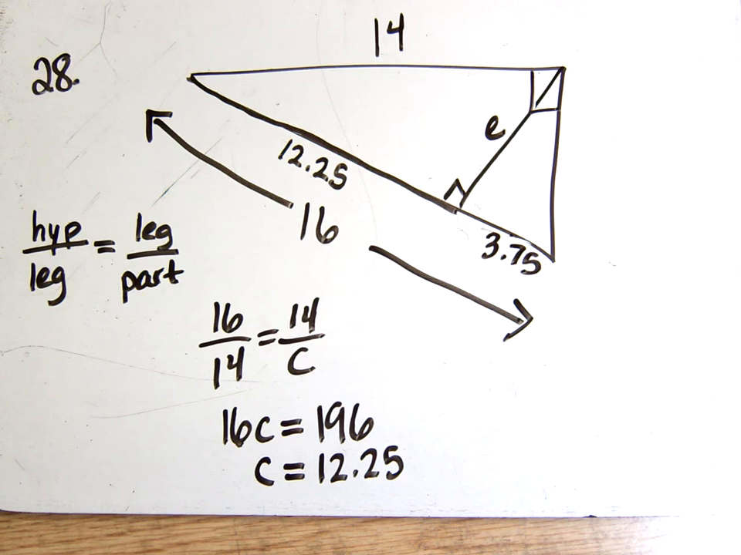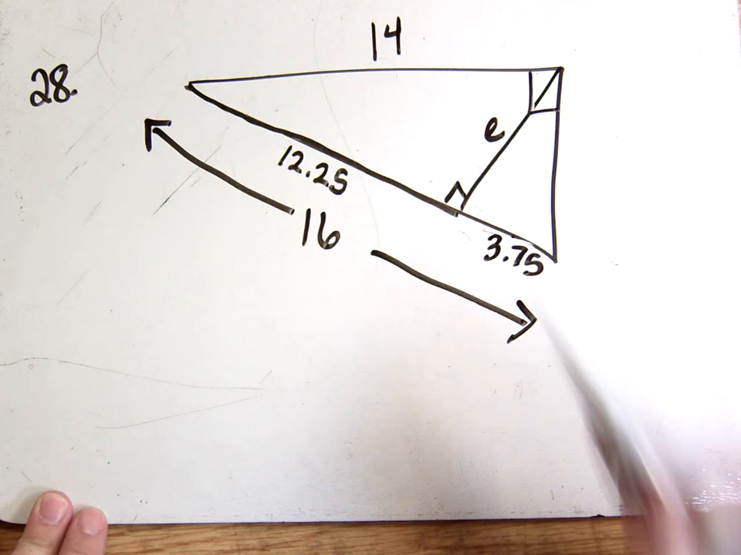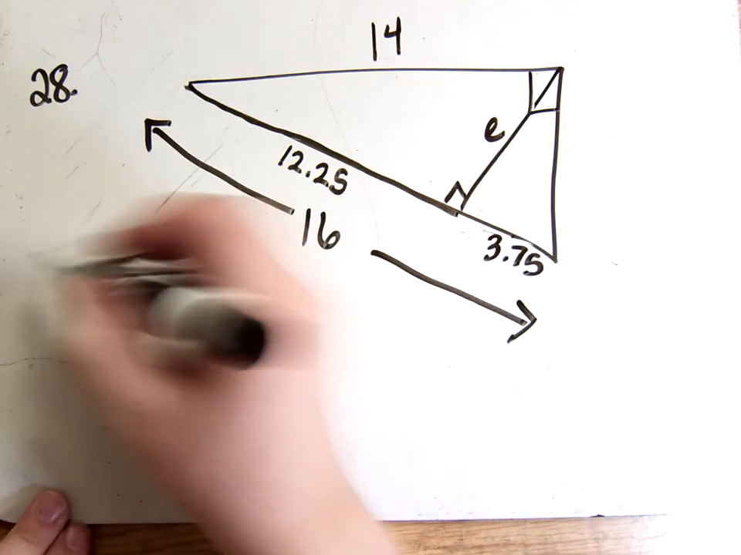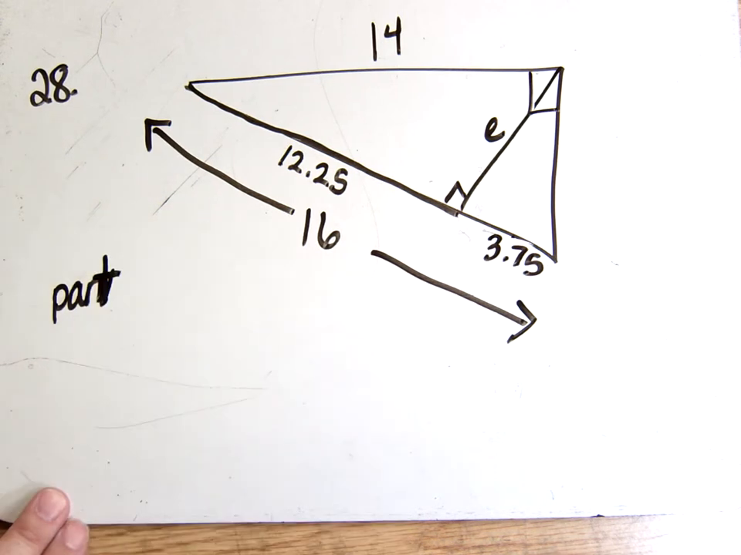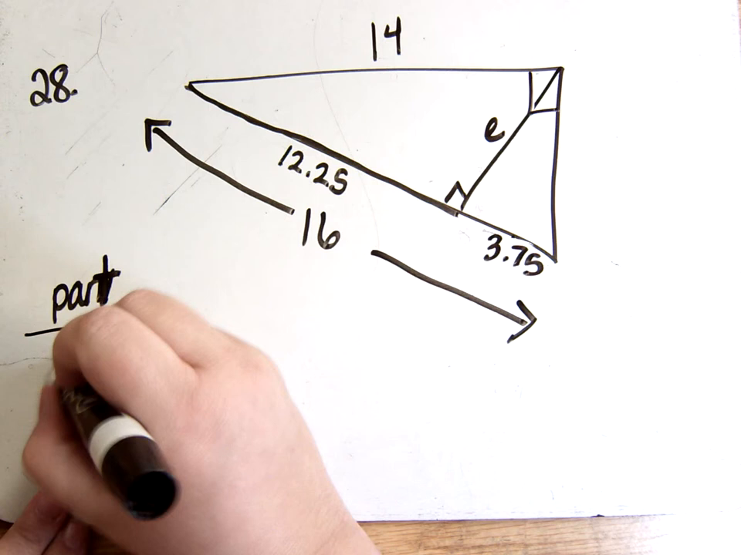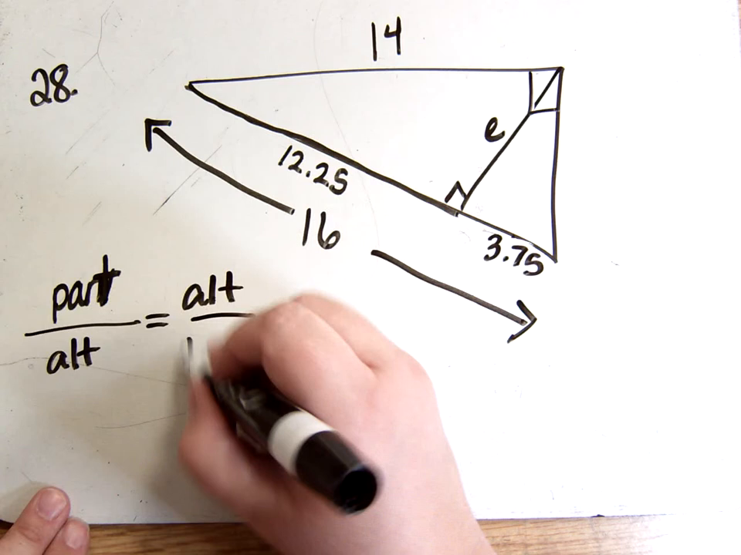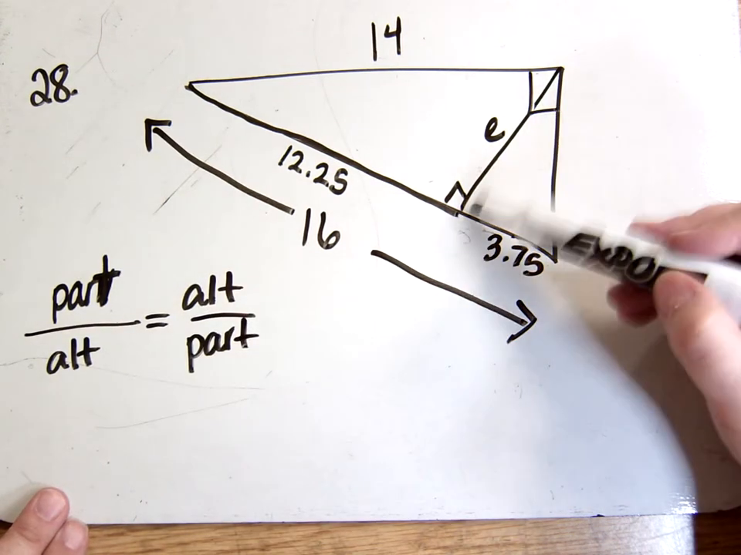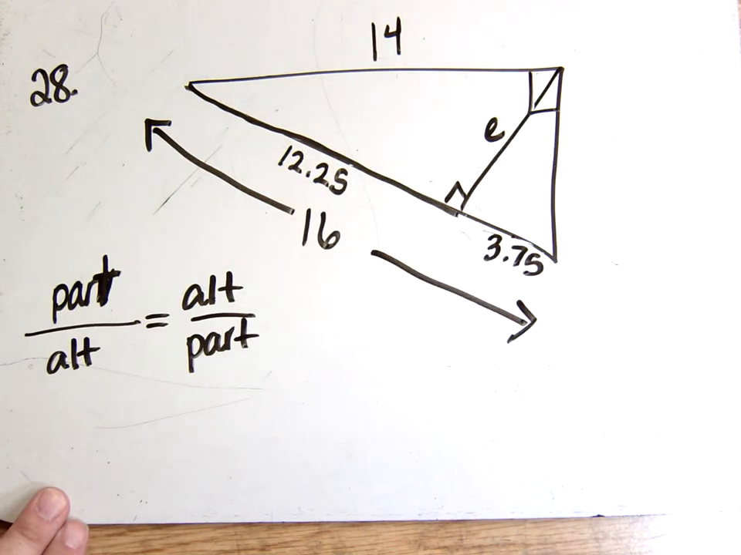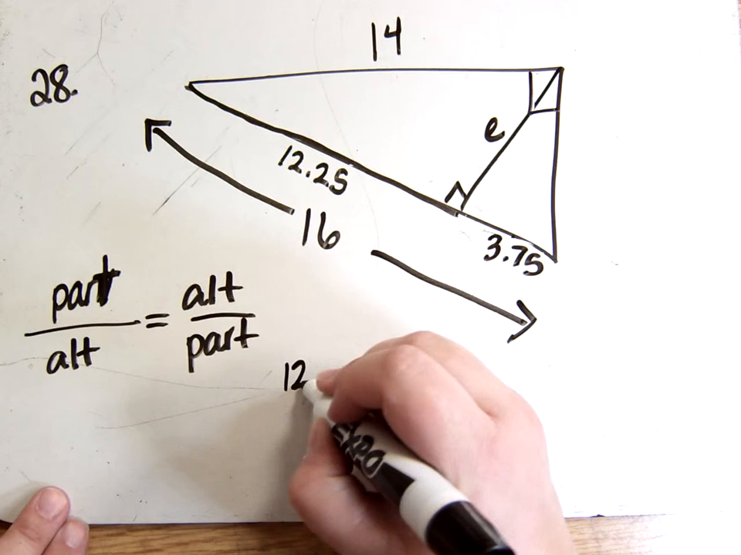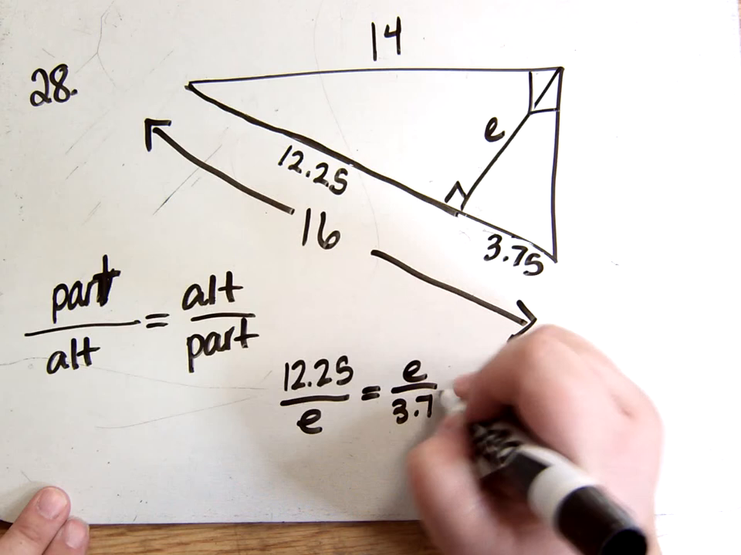Now I'm ready to go ahead and use the other geometric mean theorem, which is the one that deals with the altitude, which in this case is E, and says that one part of the hypotenuse over the altitude is equal to the altitude over the other part of the hypotenuse. In other words, the altitude is the geometric mean of the two pieces that it divides the hypotenuse into. So 12.25 over E equals E over 3.75.